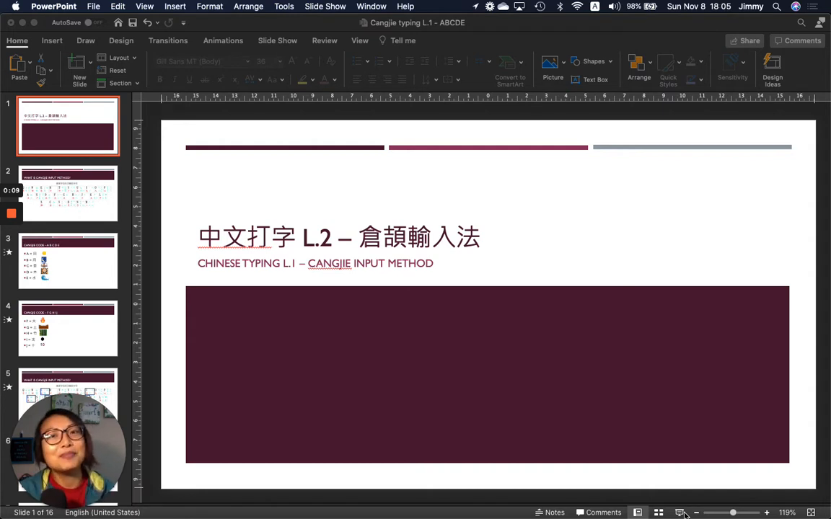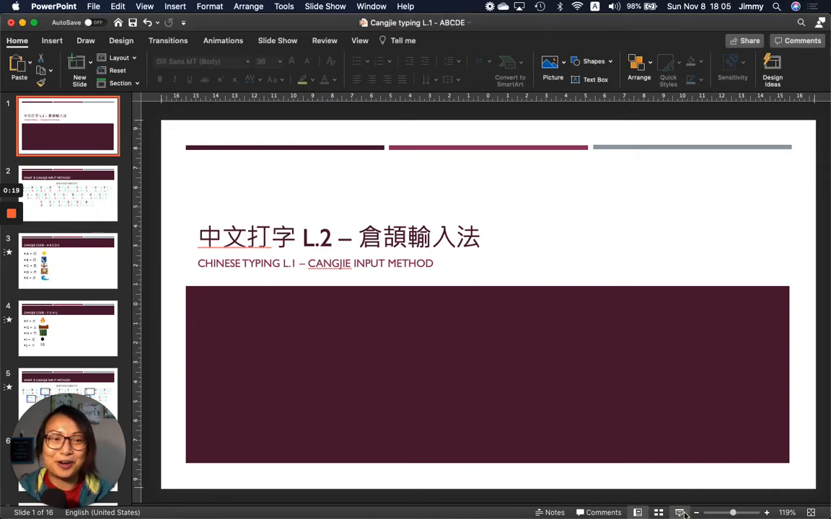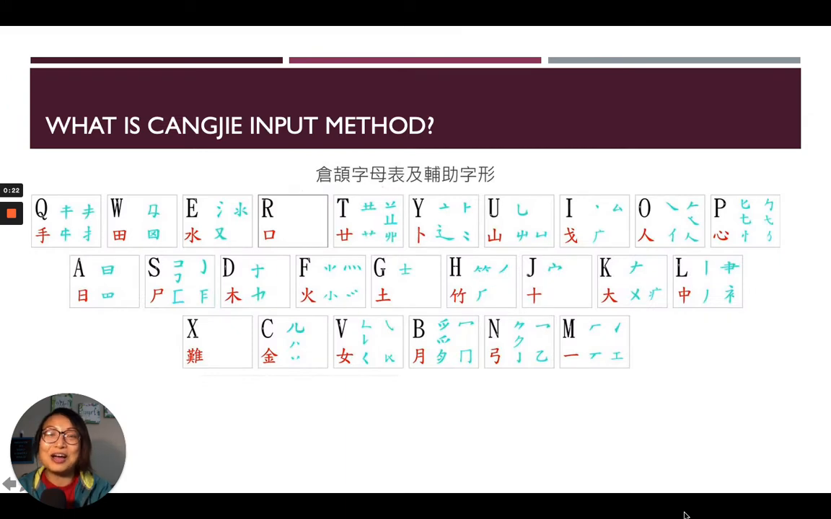And the method I'm teaching you is the Cangjie 输入法. So, let's see how much you remember from last class. Well, I showed you this little keyboard, which shows the different keys and what they represent. When we are learning about Chinese typing, the first thing we have to know is what each of the alphabet represents. As you can see right here, we know that Chinese does not go with alphabets.